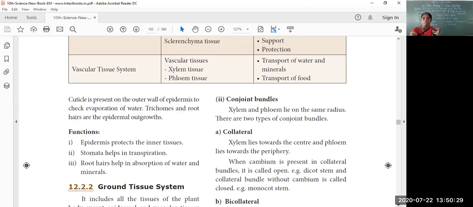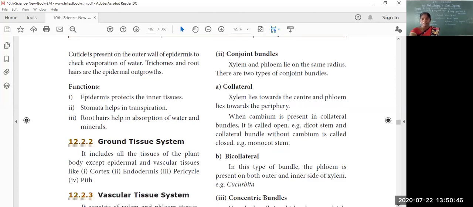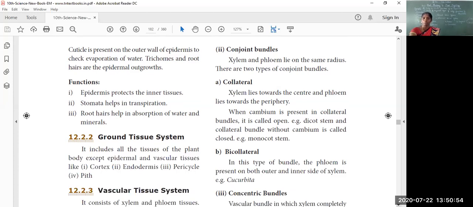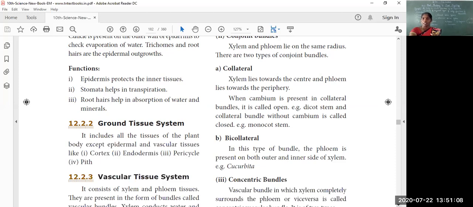There are two types of conjoint bundles. The first one is the collateral. Collateral means xylem lies towards the center, xylem present in the center, and the phloem is towards the periphery. Periphery means outer. If the cambium is present in these bundles, they are called open type, which are present in dicot stems. Collateral bundles without cambium: if the cambium is absent, they are closed type bundles, which are present in the monocot stem. This is the main difference between the dicot and the monocot.